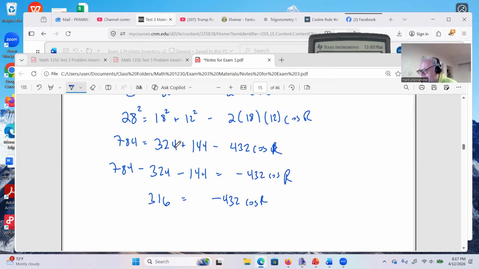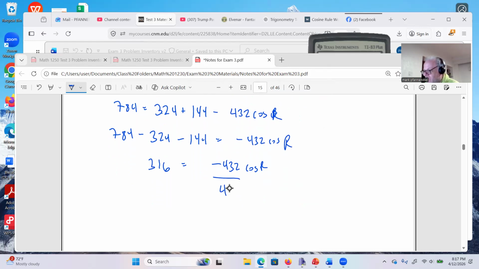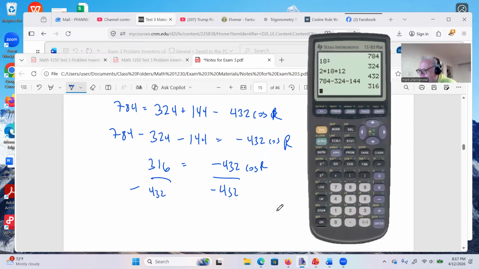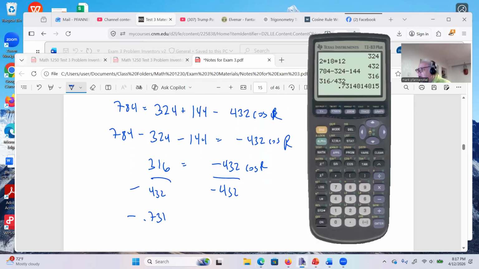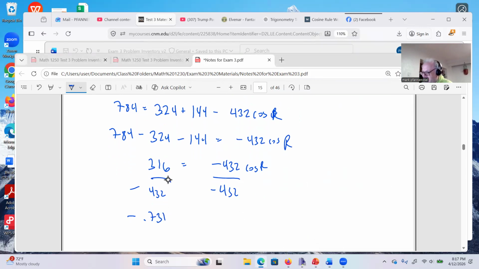So we're going to divide both sides by our 432. So we have 432 down here, we'll make it negative. Now, we only have one negative sign. This is going to make it a negative number. Is that okay? Sure, it's okay. All that being negative means is that we're going to be in the second quadrant. So we have 316 divided by 432. Okay. So there's going to be negative 0.731, 0.73148. Okay, 0.7315. This is equal to the cosine of R.